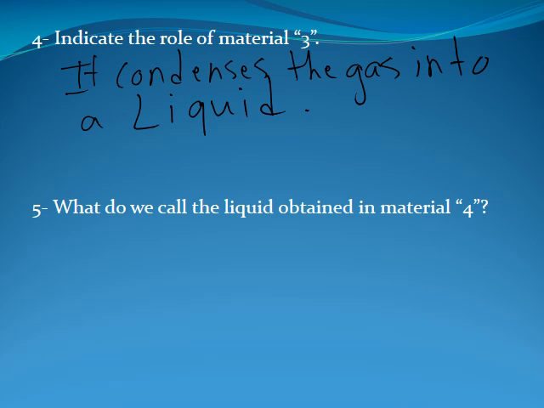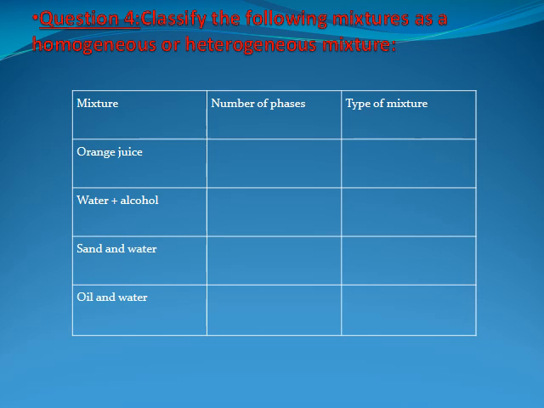5. What do we call the liquid obtained in material 4? In material 4, which is the beaker, what do we call this liquid that's obtained? At the end of the distillation, it's called distillate. At the end of the filtration, the product that's obtained is called filtrate. Okay? Moving to question number 4.